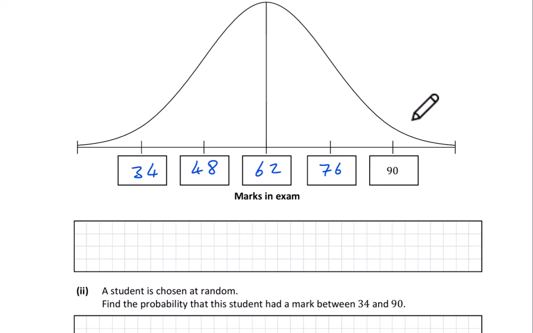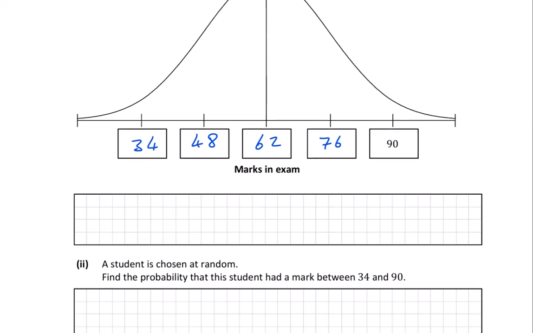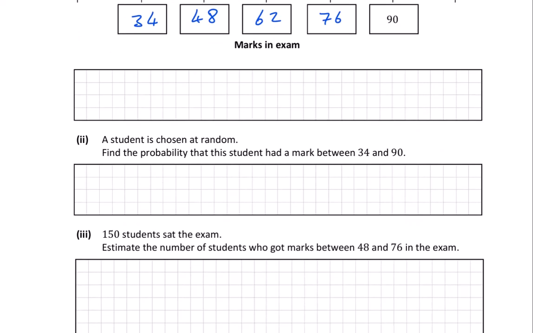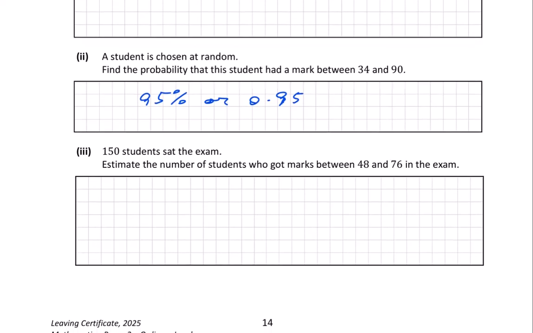So we know from the empirical rule that 95% of the data lie between 2 standard deviations above and below the mean. So the question is, find the probability that a student has a mark between 34 and 90. So the probability will be 95% or 0.95.